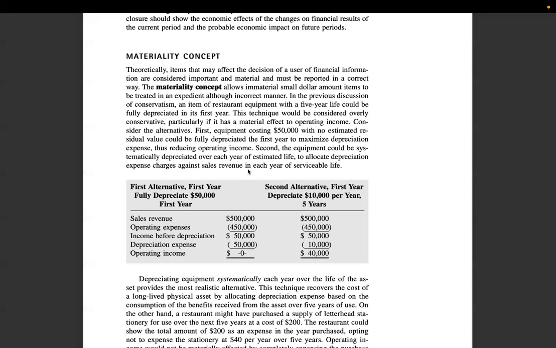Materiality concept. Theoretically, items that may affect the decision of a user of financial information are considered important and material, and must be reported in a correct way.